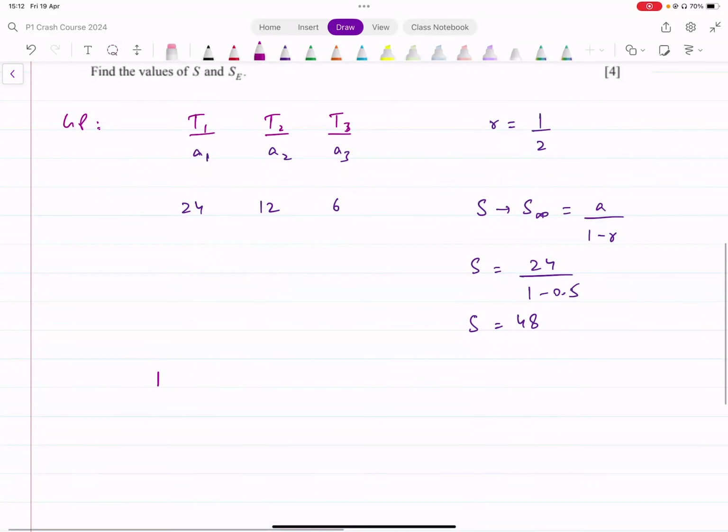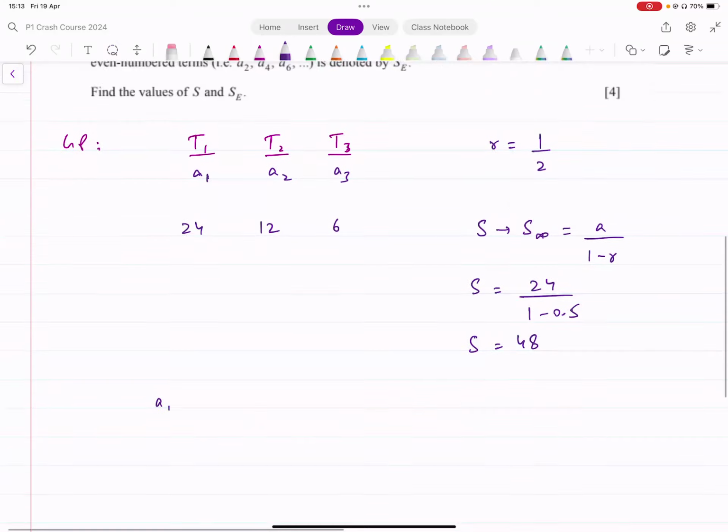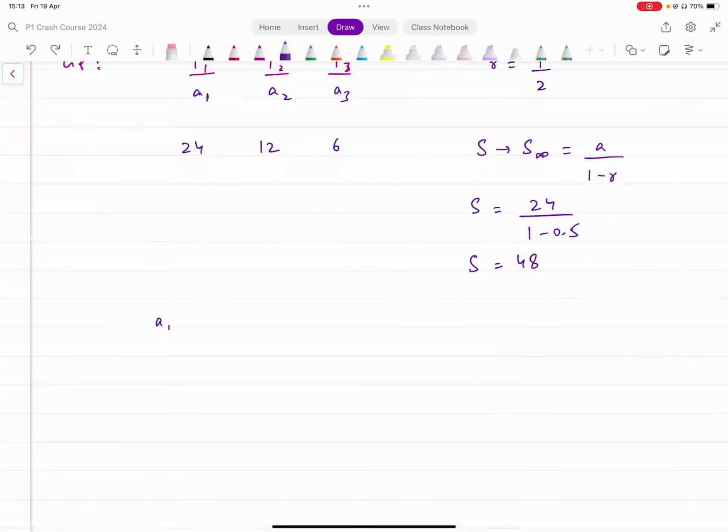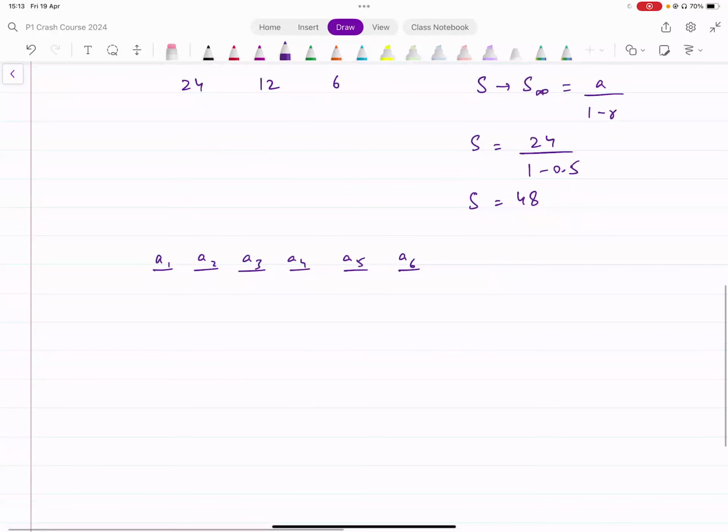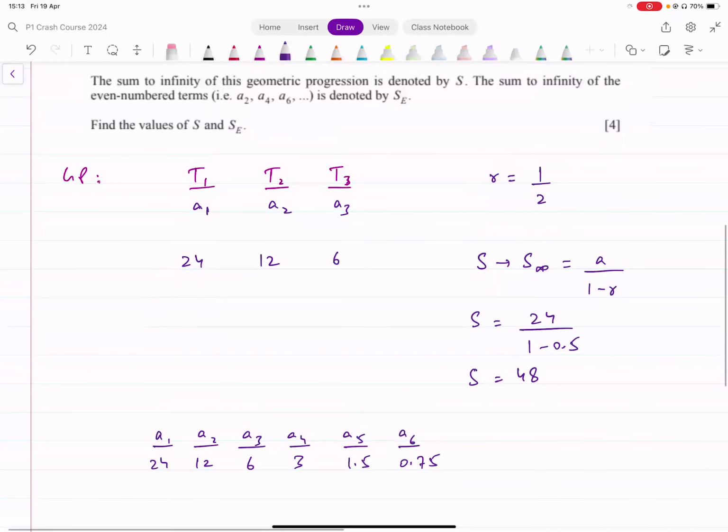Let me write that down here. We have A1. So now they're talking about even number terms. Let's write those terms down to understand the situation better: A1, A2, A3, A4, A5, A6, and so on. The first term is 24. Then you have 12, then you have 6, then the next one would be 3, and then 1.5, and then 0.75. Now, they want the sum of all the even numbered terms.